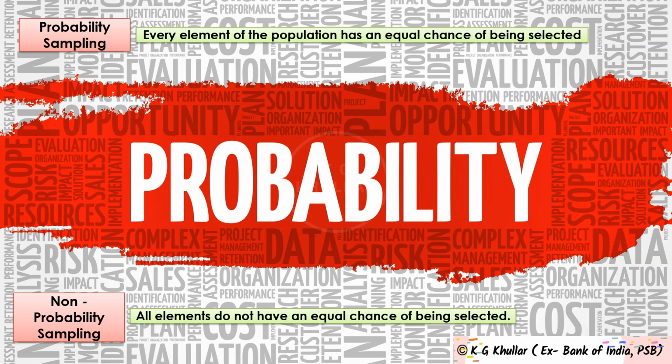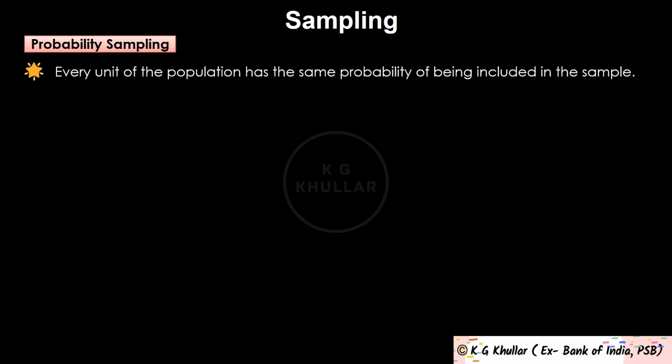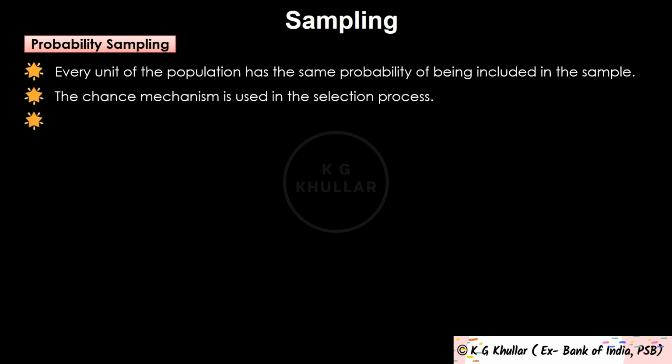So we can summarize these as that in probability sampling, every unit of population has the same probability of being included in the sample. Then here the chance mechanism is used in the selection process. Then this technique eliminates bias in the selection process. And lastly, this is also known as random sampling.